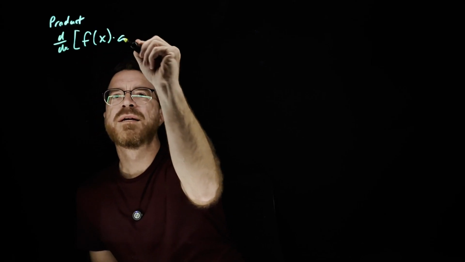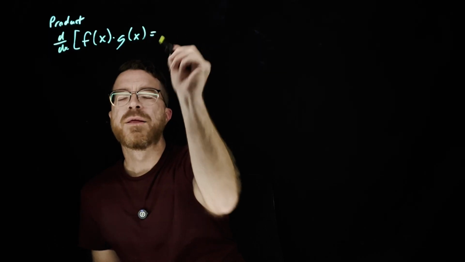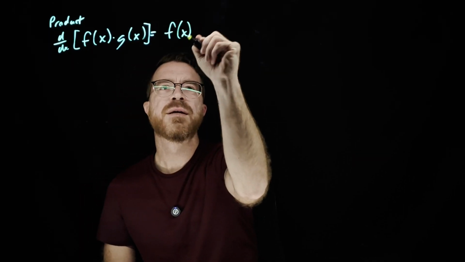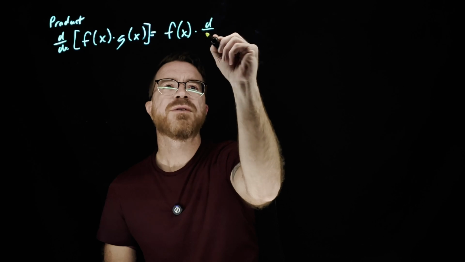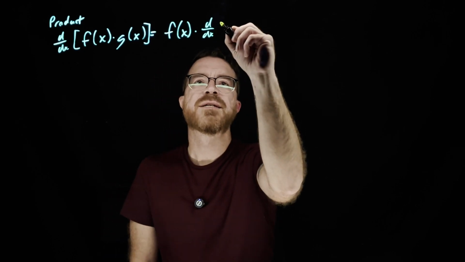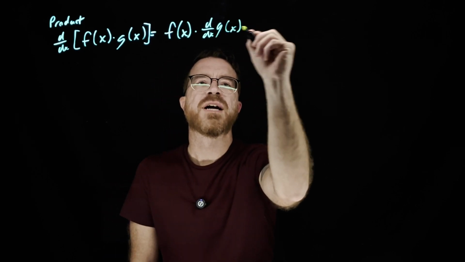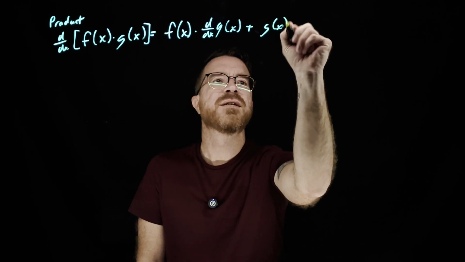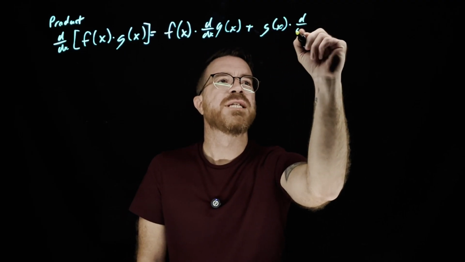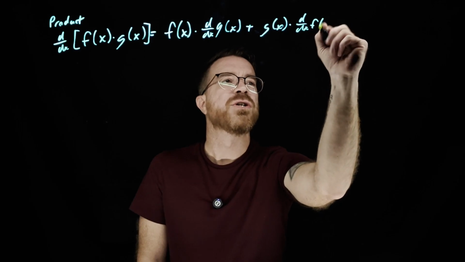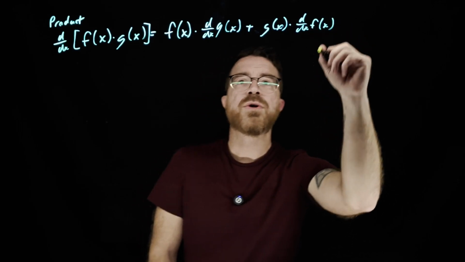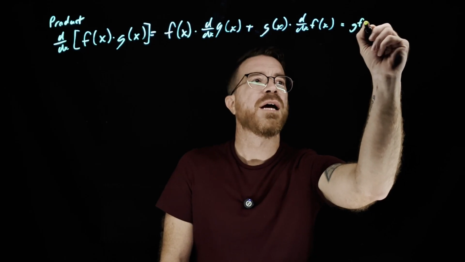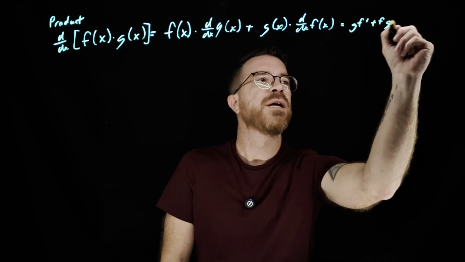f of x and g of x, let's say, then this is going to be equal to f of x times the derivative with respect to x, d dx, on the function g of x, plus the function g of x times the derivative d dx on the function f of x. Or you could think of this as g f prime plus f g prime.